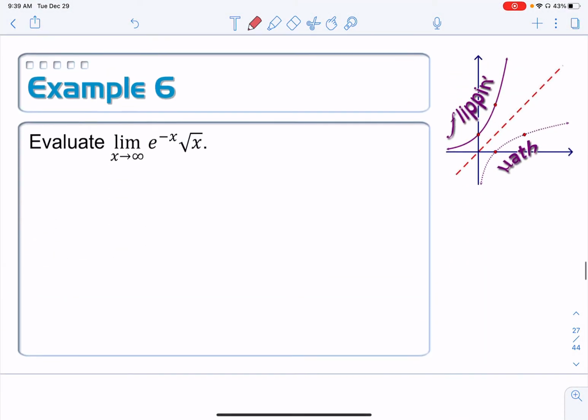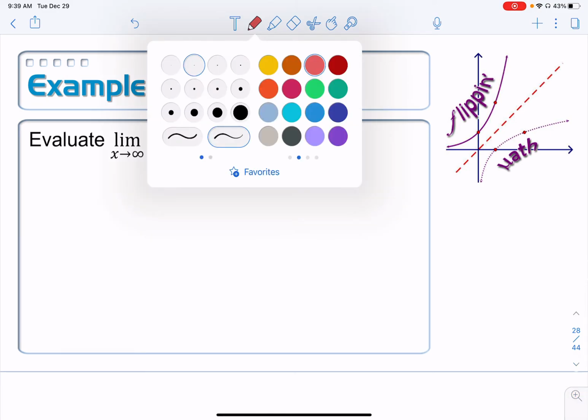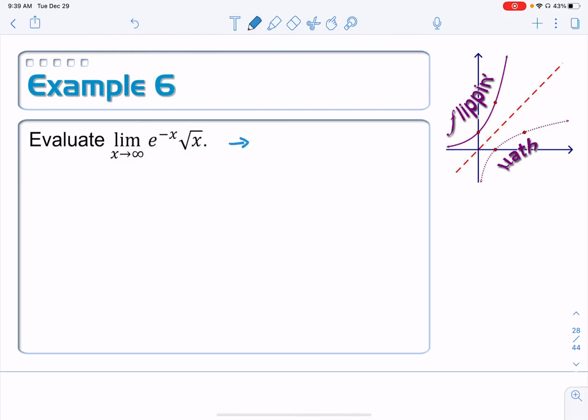So I'm recognizing this as being the new indeterminate form of 0 times infinity, which is not L'Hopitalable. That's a word I invented. So I'm going to just rewrite the function as the limit as x goes to infinity of the square root of x over e to the x. And now I can see that I have infinity over infinity, which is a check for L'Hopital's rule.